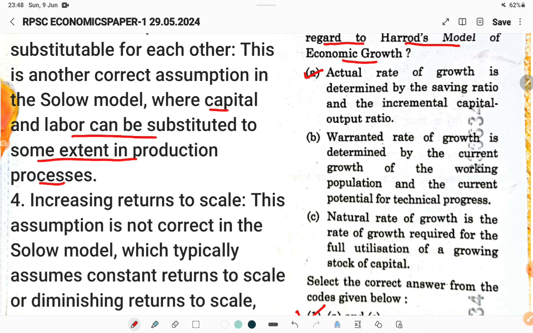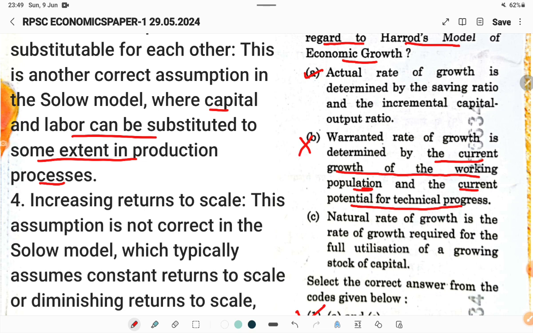And the next, B: warranted rate of growth is determined by the current growth of the working population and the current potential for technical progress. This is incorrect, because the warranted rate of growth is not based on the current growth of the working population or the current potential for technical progress. The warranted rate of growth is determined by the exogenously given rates of growth of labor force and technical progress, not their current values. So that's why this statement is wrong here.